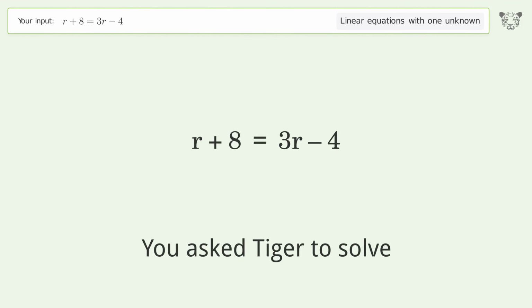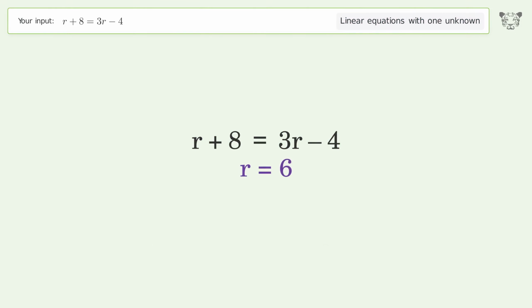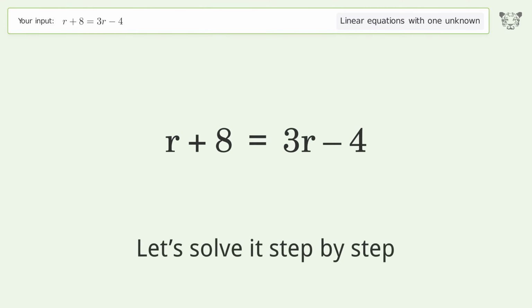You ask Tiger to solve. This deals with linear equations with one unknown. The final result is r equals 6. Let's solve it step by step.